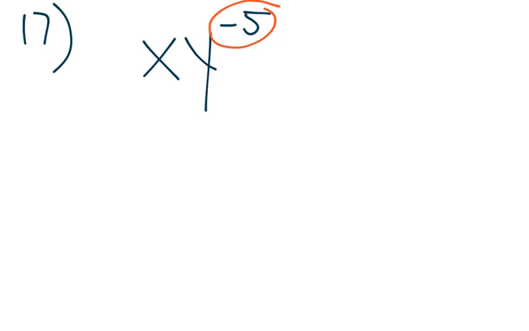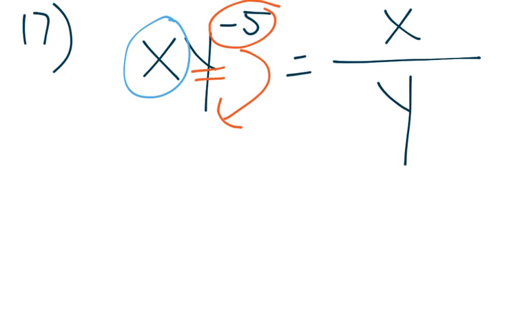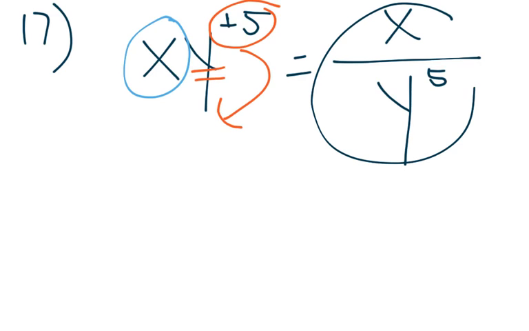For number 17, it says to simplify each expression. So whenever it says simplify an expression and we're talking about negative exponents, what it's saying is make this positive. How do we turn this negative exponent into a positive exponent? So this negative exponent is only touching this y. That means the y goes to the bottom, but the x stays where it is because it does not have a negative exponent attached to it. So our answer is going to have x on the top, and on the bottom, y to the 5th. So this negative becomes positive once it goes to the bottom. And this is your final answer for number 17.